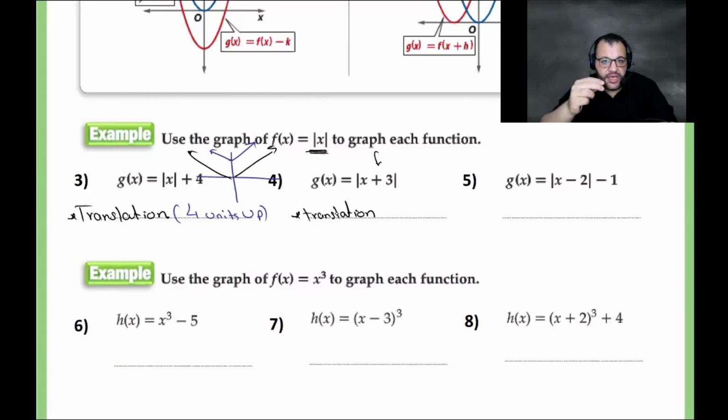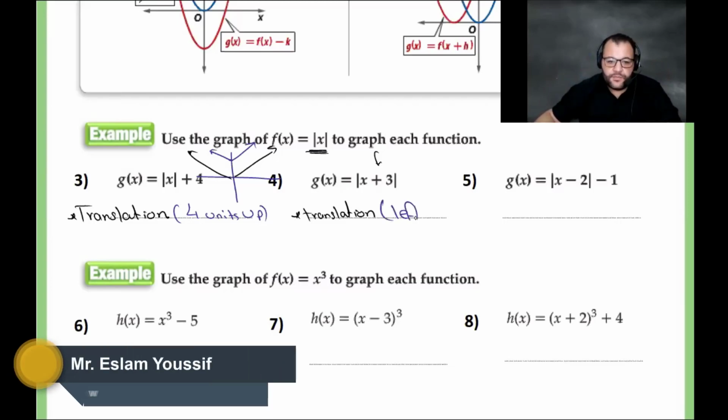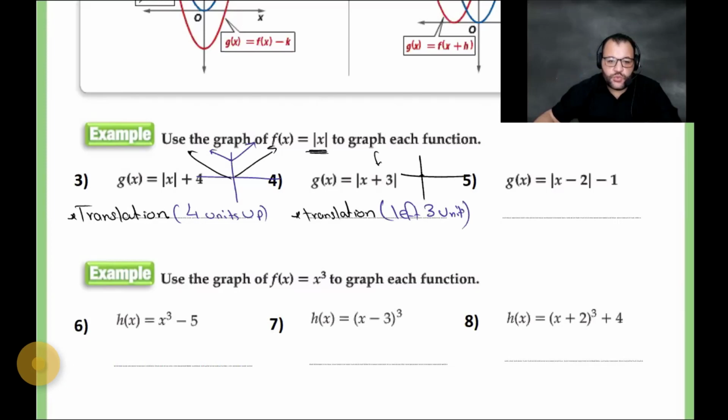But when you say x with the inverse operation, with plus, what is the meaning of plus? The normal plus, is it going right or left? Right. But because that's inside the bracket, it will be with the inverse, it's going left. So it will be left 3 units. So how will the graph look like? That is the original one, and the new one is 3 units to the left.